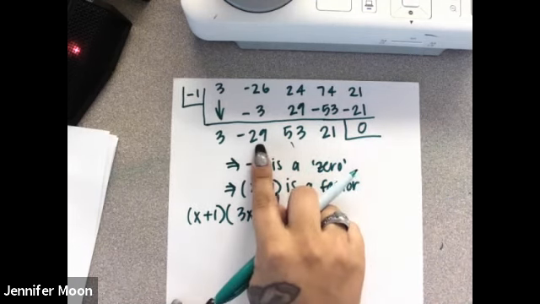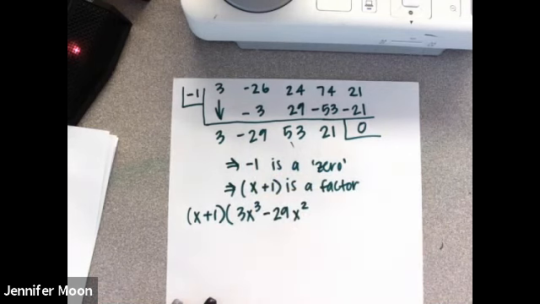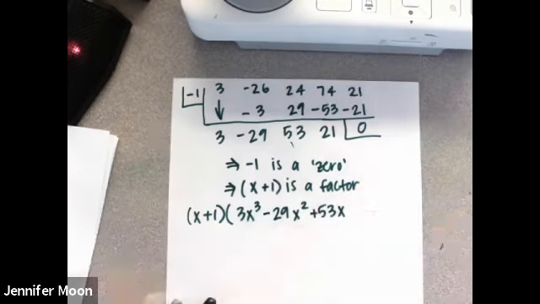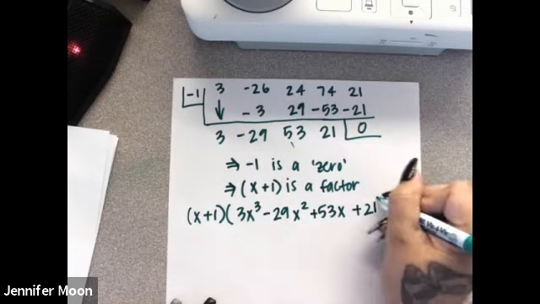So the next term in my quotient was a -29. So that's an x squared. And then I've got a positive 53, and that's just an x. And then lastly, I've got a positive 21, close.